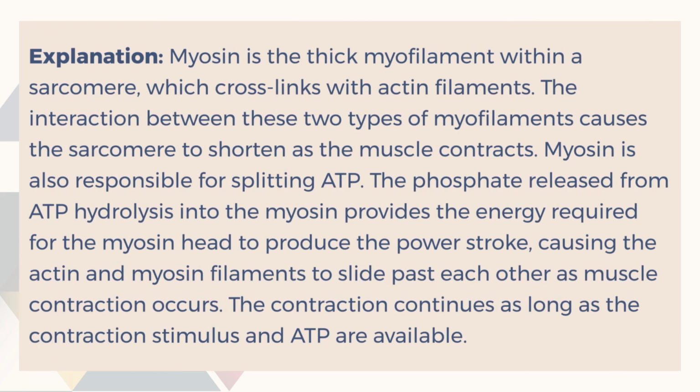Explanation. Myosin is the thick myofilament within a sarcomere, which cross-links with actin filaments. The interaction between these two types of myofilaments causes the sarcomere to shorten as the muscle contracts. Myosin is also responsible for splitting ATP.